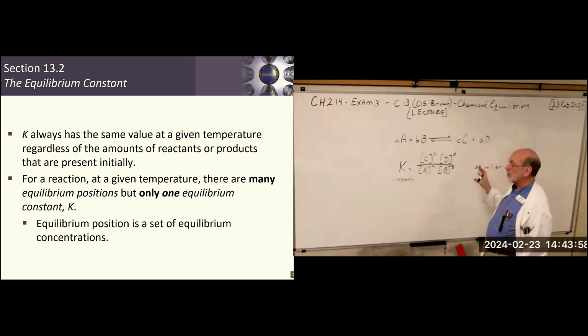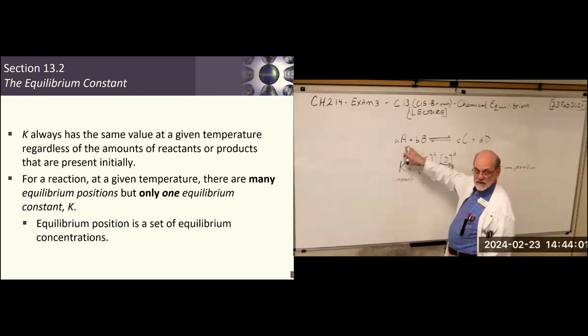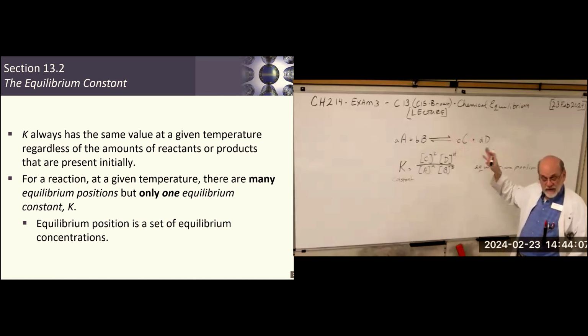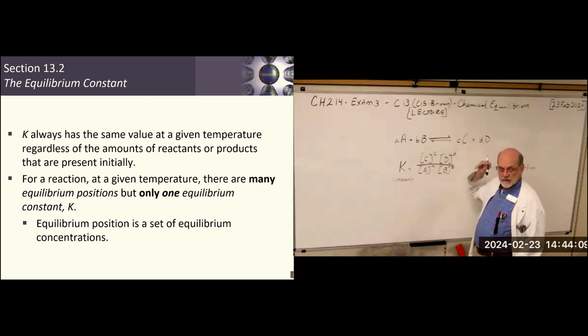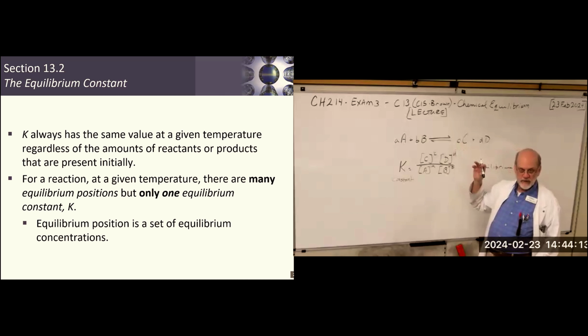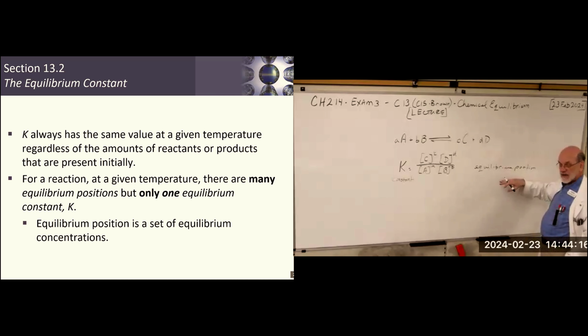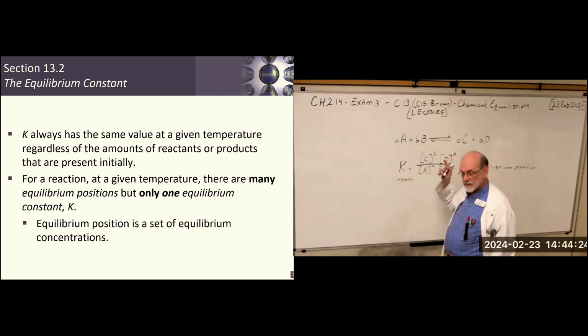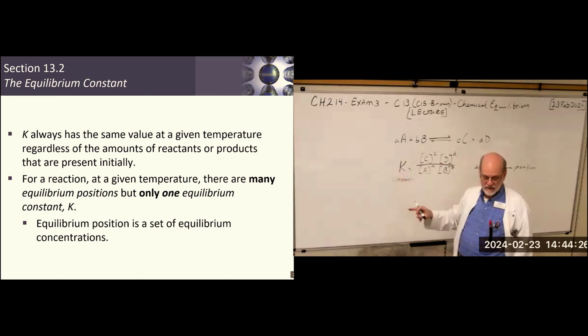Now, if you either start with a different amount of A and B, or you start with a mixture of A, B, C, and D, or if they're at equilibrium, you add something, or you take something away, you cause the equilibrium to shift, and that will give you a different equilibrium position. So you can have many equilibrium positions, but for a given temperature, the K is always constant.